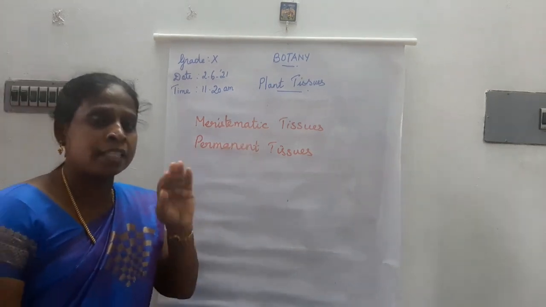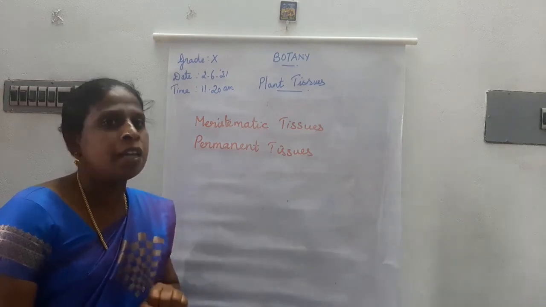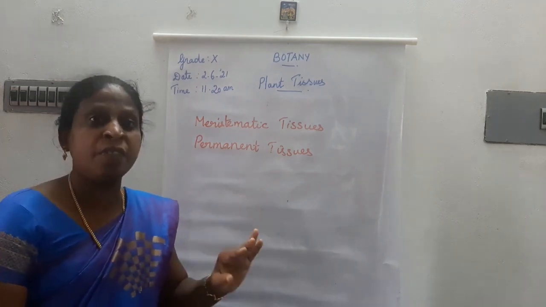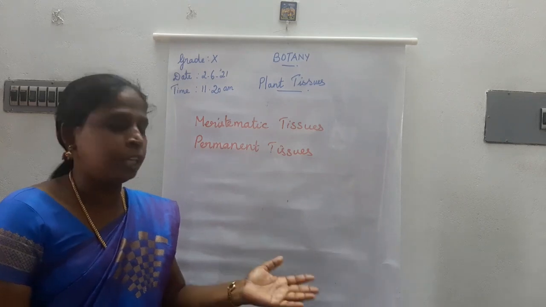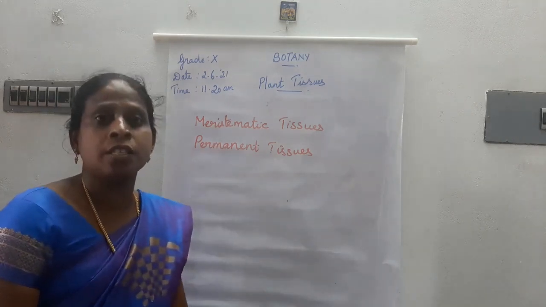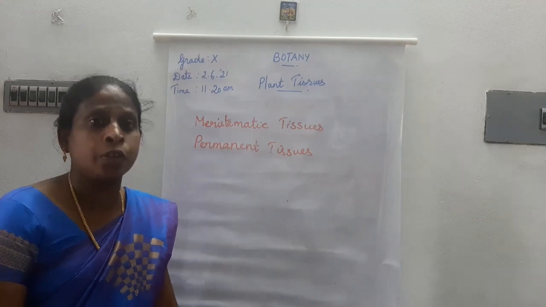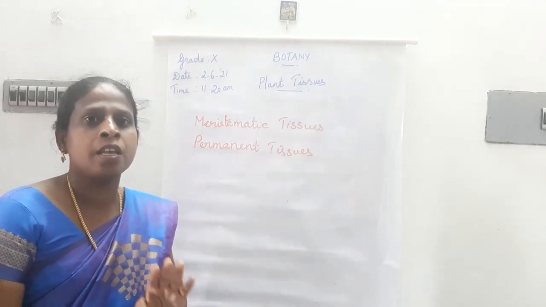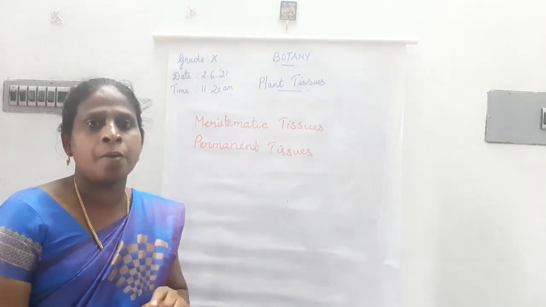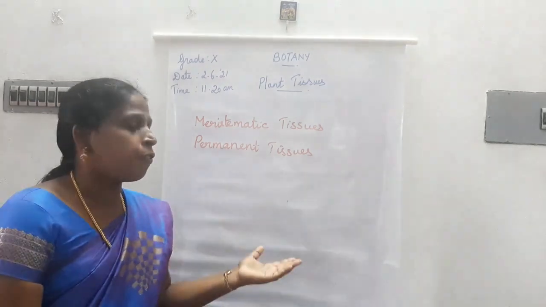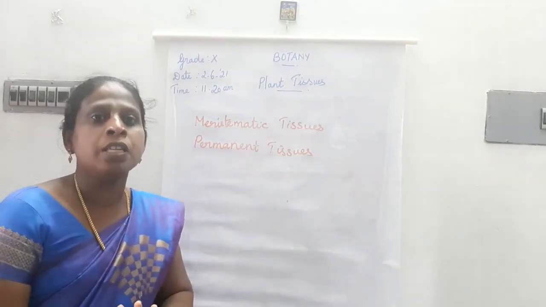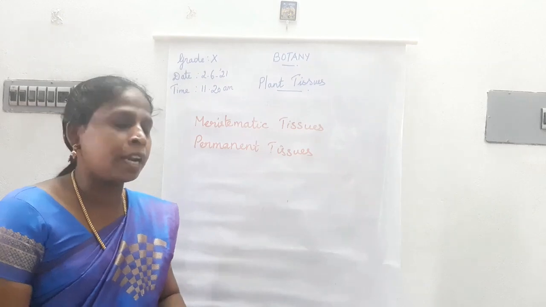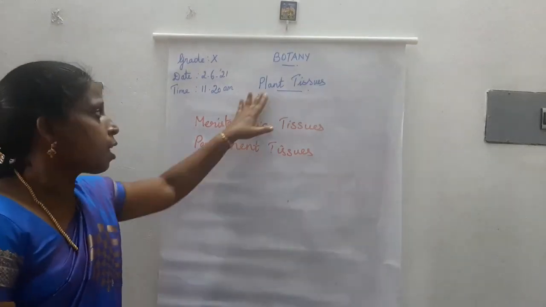Simple permanent tissues have three types. They are parenchyma, collenchyma and sclerenchyma. Among these, the parenchyma and collenchyma are living tissues and the sclerenchyma are dead tissues. And the complex tissues consist of the vascular tissues or the conductive tissues such as xylem and phloem. Xylem consists of four elements. They are xylem tracheids, xylem vessel, xylem parenchyma and xylem fibers. And the phloem consists of four types of elements. They are sieve elements, companion cell, phloem parenchyma and phloem fibers. This is about plant tissue.